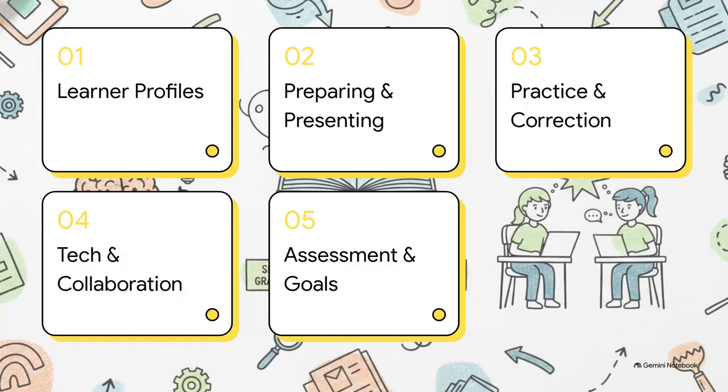Okay, here's our agenda. We're going to walk chronologically right through the lesson life cycle. We'll start with number 1, defining our two distinct learner profiles. Then 2, preparing and presenting the grammar. 3, meaningful practice and correction. 4, integrating tech and collaboration. And finally 5, assessment and our ultimate goals.